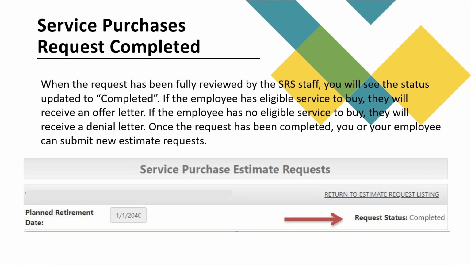When the request has been fully reviewed by SCRS staff, you will see the status updated to completed. If the employee has eligible service to buy, they will receive an offer letter. If the member has no eligible service to buy, they will receive a denial letter. Once the request has been completed, you or your employee can submit a new estimate request. So it goes from submitted to review in process to completed. And that is the optional service credit purchase processing timeline.